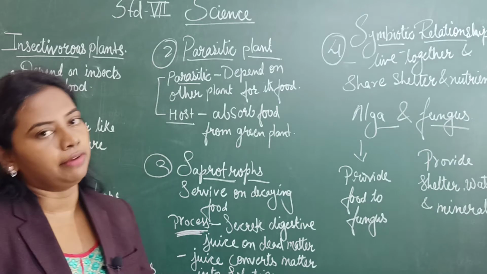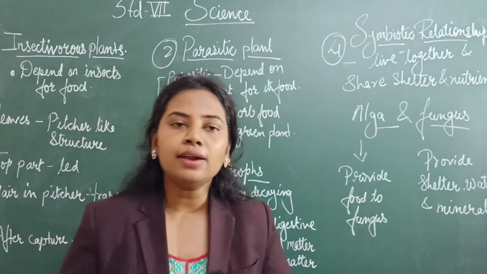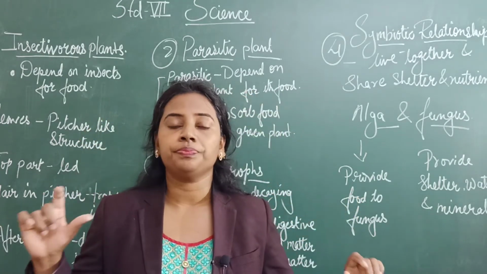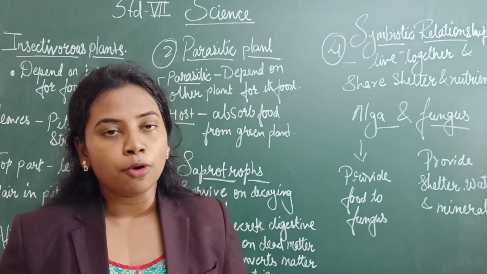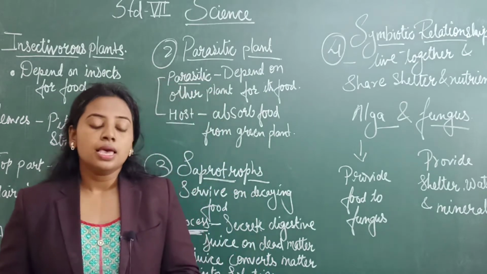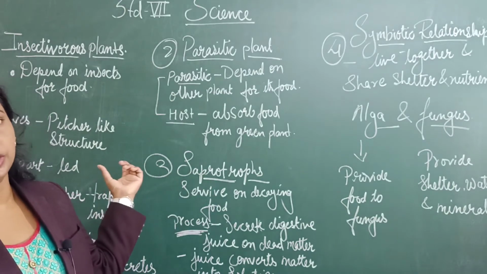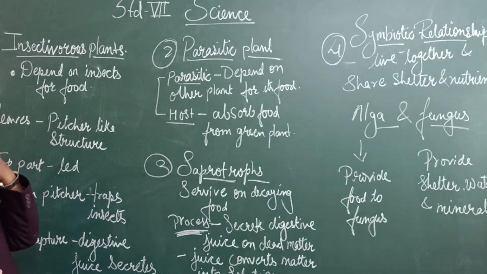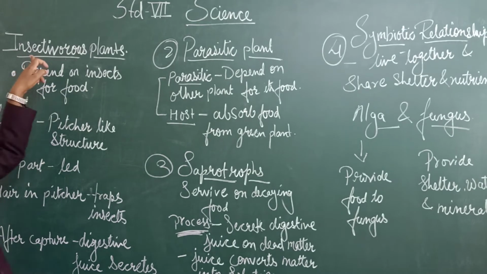Go to textbook page number 4. In that, one chart is mentioned, heterotrophic plants, and its subtypes are given. Just go through it once. The first is parasitic plants, symbiotic plants, insectivorous plants, then saprophytic plants. I have given the explanation. You read it once and I'll explain. So students, in heterotrophic, what comes first? Insectivorous. There is also the parasitic plant, but I'm explaining insectivorous first.